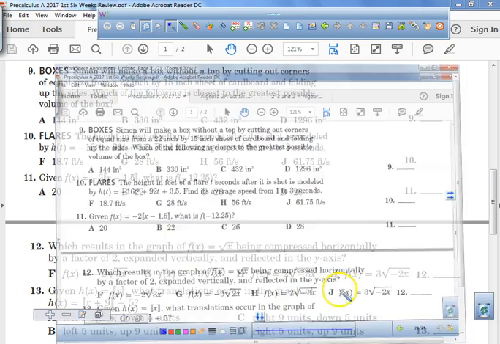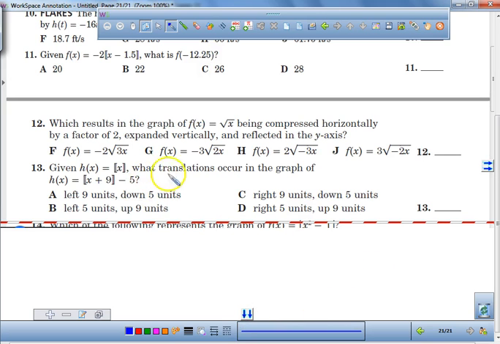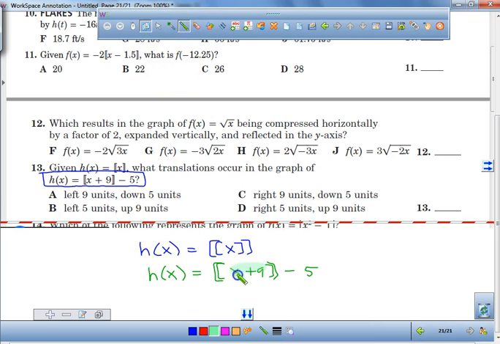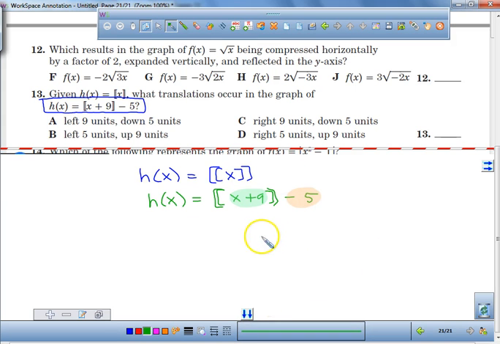All right, moving forward, right here, problem number 13. It says, what translations occur in this graph right here? So the original graph was h of x equals the greatest integer of x. So what happens when h of x goes to the greatest integer of x plus 9, minus 5? So we have two parts. We have the part that happens right here on the inside, and we have the part that happens right here on the outside. So here's an easy one, okay?